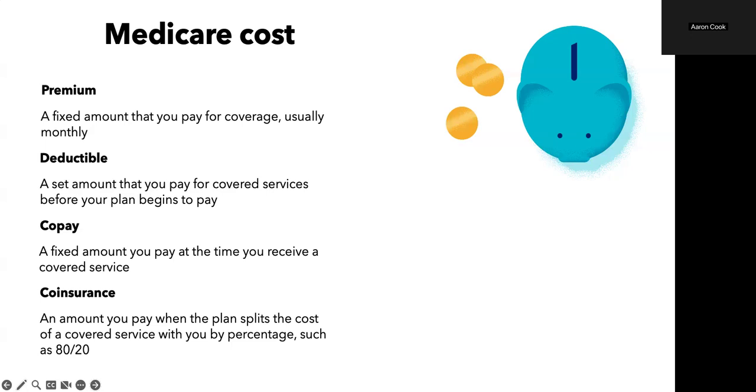The copay and the coinsurance are your cost shares. You'll pay a determined amount every time you receive a covered service. Copays are determined by a dollar amount and coinsurance by a percentage.